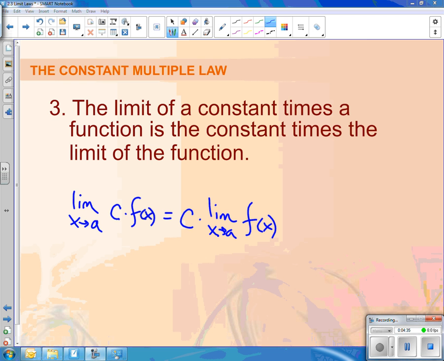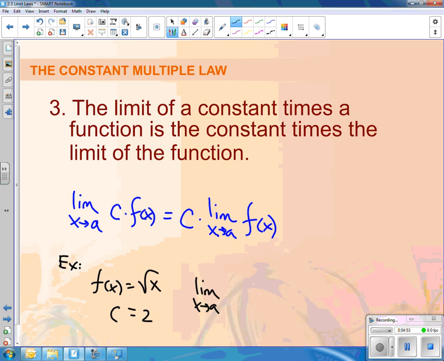Okay, I'm just going to do a really quick example of this one. So I'm going to continue using square root of x like I did in the last example for f of x. And let's just say c is 2. So what you would see is the limit as x approaches a of 2 times the square root of x equals 2 times the limit as x approaches a of the square root of x. So that 2 gets to move out front, and then you can evaluate the limit without it anymore, just the limit as x approaches a of the square root of x.